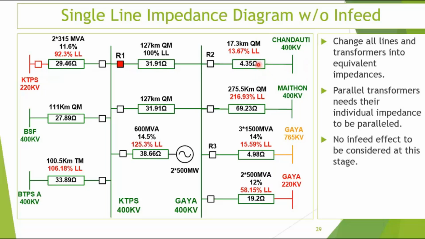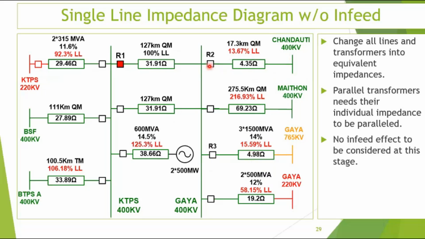I take this line out of service. What will happen? The contribution of this current will increase and this current will remain almost the same. The ratio of this current by this current will be lower. So the increment of this impedance due to infeed will be lower. That is why this is the criteria. Take the strongest source out of service and then check on the infeed.